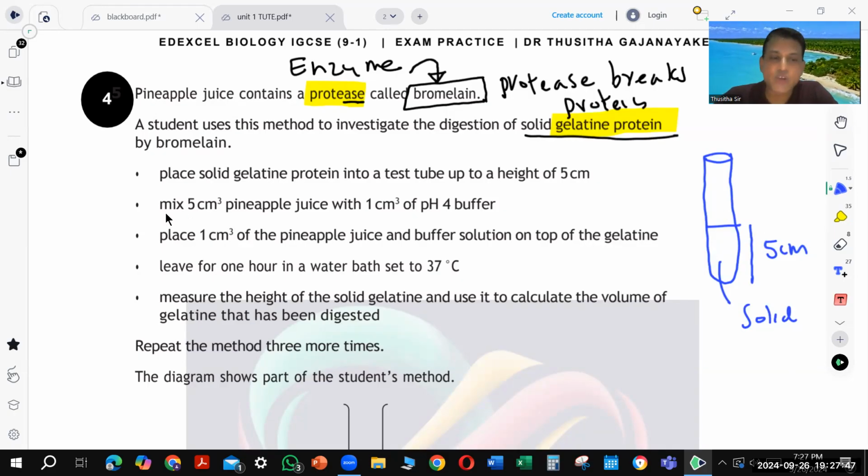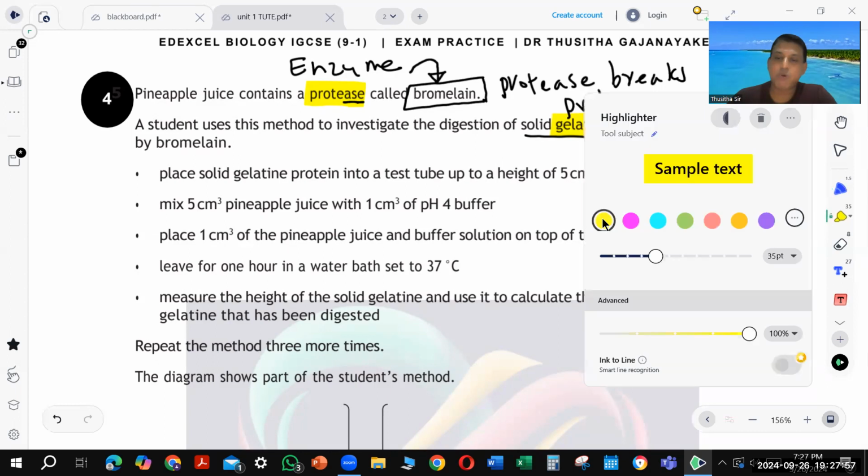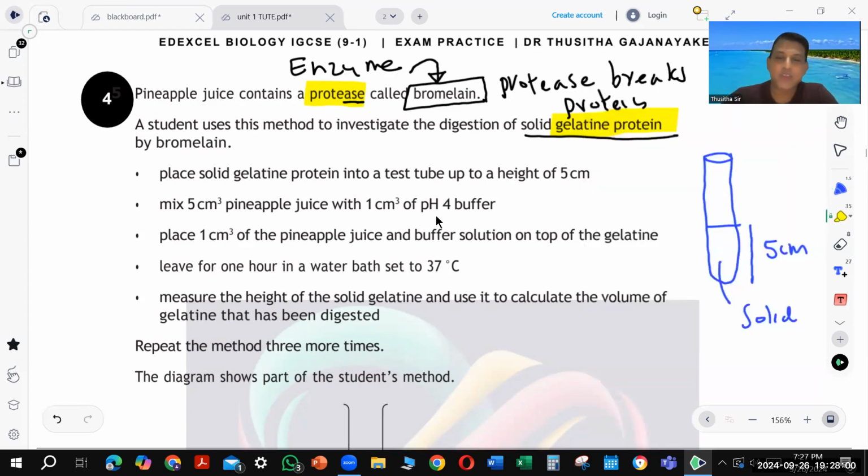Then I can use a blender to blend pineapple juice. Now something is important which you may not understand: buffer.